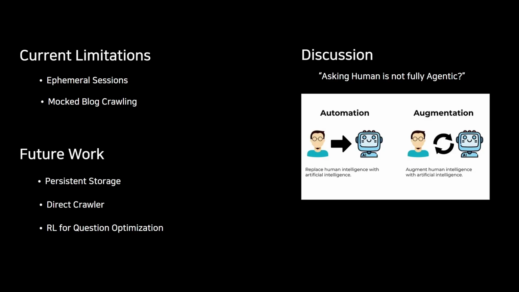A key discussion point is, does human in the loop hurt the agent's autonomy? And my answer is no. In creative tasks with high uncertainty, human intervention ensures quality. This aligns with the concept of mixed initiative AI, where human and agent collaborate.